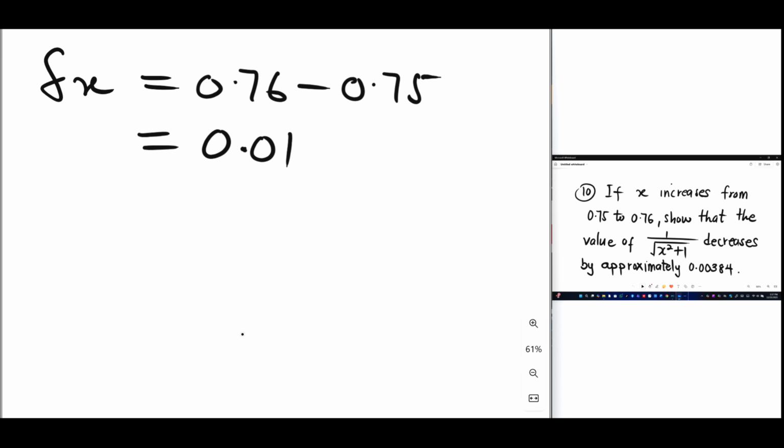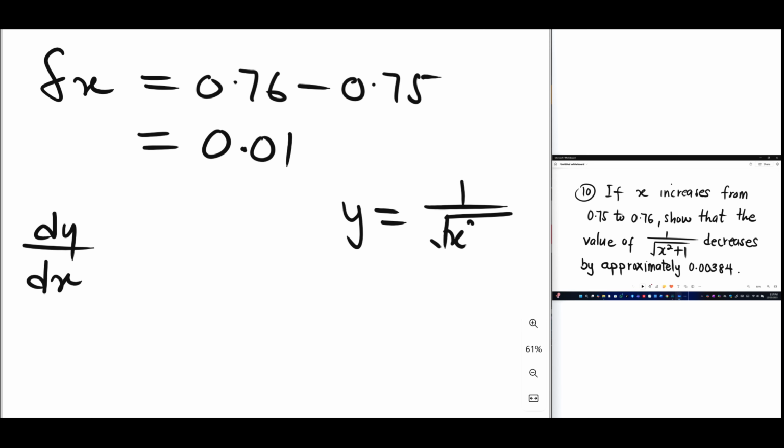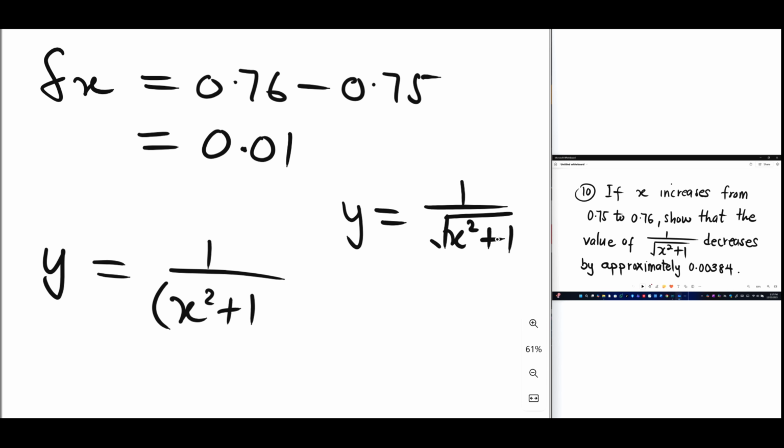All right, now let us find our dy/dx. Meaning we are going to differentiate the given function. The function is y equals 1 divided by the square root of x squared plus 1. All right, so I would like to use the chain rule. So let me rewrite it first. My y is now equal to 1 divided by (x squared plus 1) in bracket having an exponent of half because of the square root.